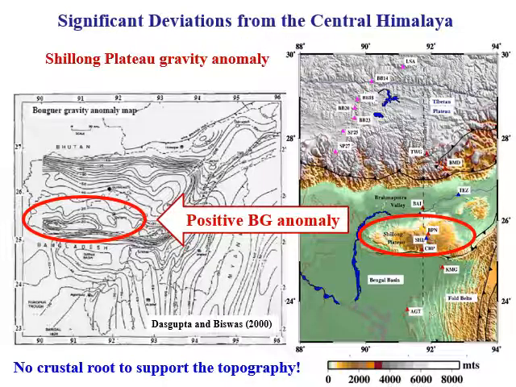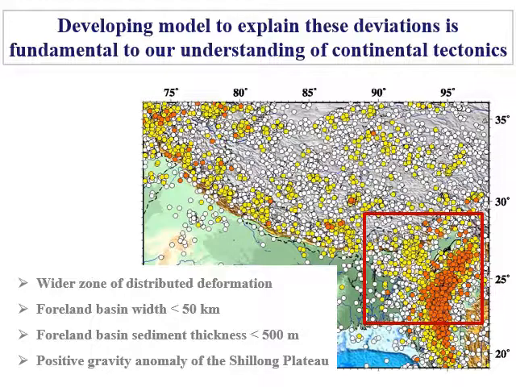If you look at the Bouguer gravity anomaly map across this region, which is plotted on the left, you would see that the elevated Shillong Plateau is associated with a positive Bouguer gravity anomaly, which tells you that the positive elevation is not isostatically compensated by a crustal root underneath it. Therefore, it is important for us to develop models to explain these deviations, which essentially is fundamental to our understanding of continental tectonics across this region of the Eastern Himalayan plate boundary system.